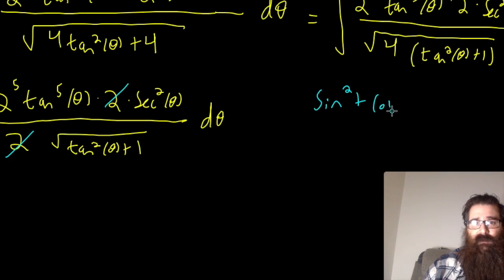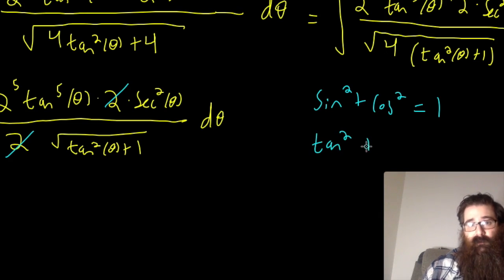And I'll be a bit lazy with my notation here. That's not to anger anyone, but just for shorthand. Sine squared of x plus cosine squared of x equals 1. And if I divide everything by cosine squared, then I'm going to get another identity, tangent squared of x plus 1 equals, and then 1 over cosine squared gives me secant squared of x.